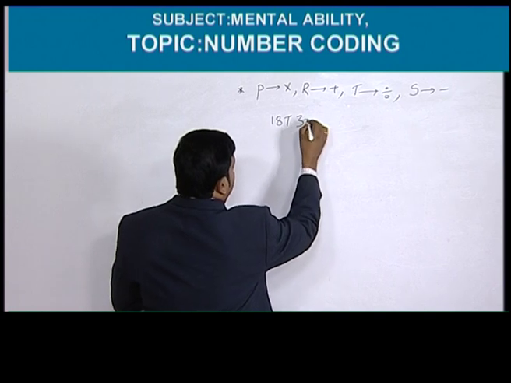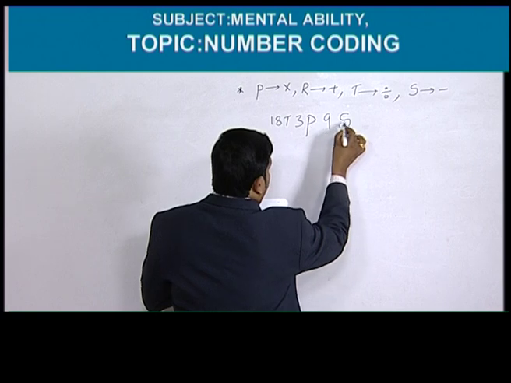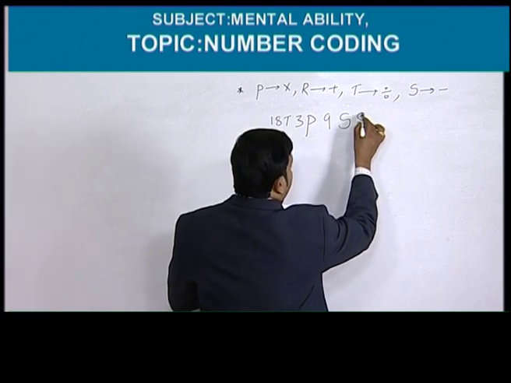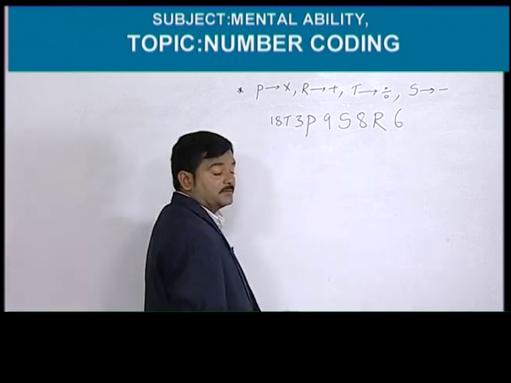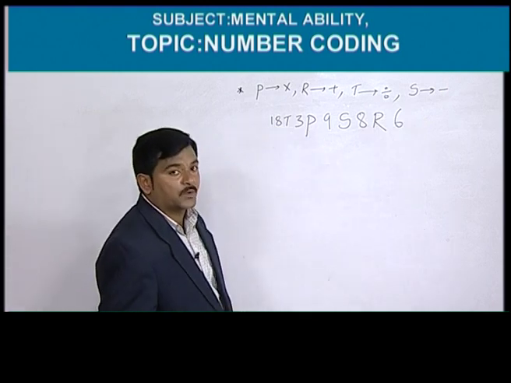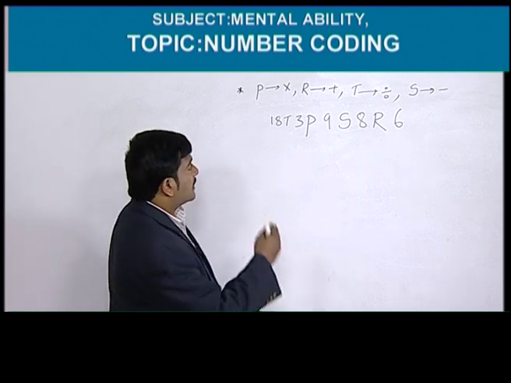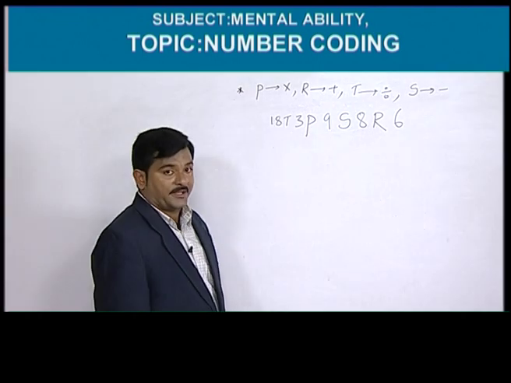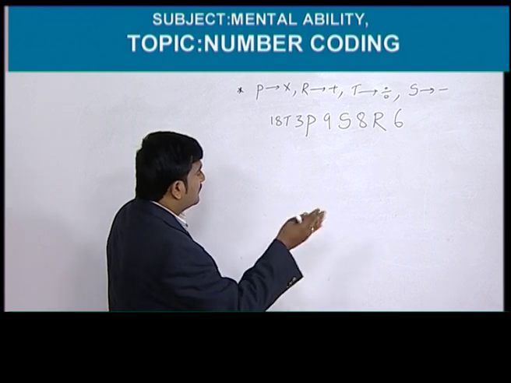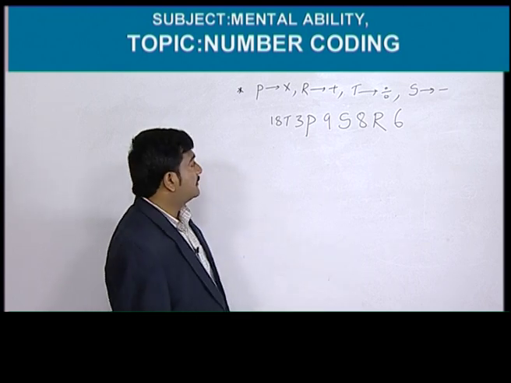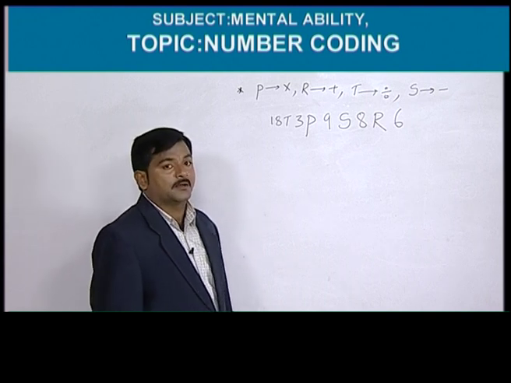18 T 3 P 9 S 8 R 6. I repeat this question once again. In a certain code language, P means into, R means plus, T means divided by, S means minus. Then find the value of 18 T 3 P 9 S 8 R 6.